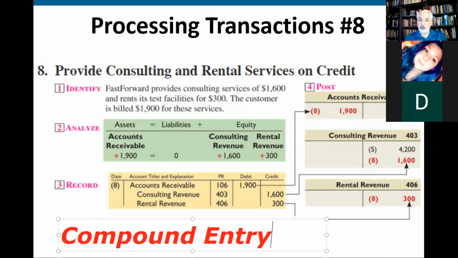So the entry is compounded by multiple debits or multiple credits, although notice the totals here. They still total 1,900, whether they're debits or credits. And here are the 3 accounts that are being hit. Here are the 3 ledger pages. Accounts receivable, debit of 1,900. That's going up. Consulting revenue up 1,600, and rental revenue up 300. So we have 2 different revenue accounts being hit.